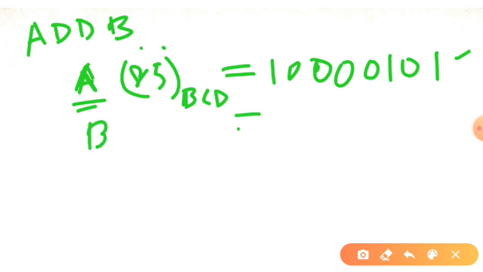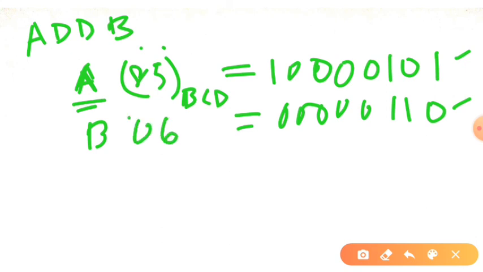And register B's value, suppose register B's value is 0 0 0 0 0 1 1 0. So if we consider that this is also written in binary coded decimal value, then it will obviously be 06 in BCD.